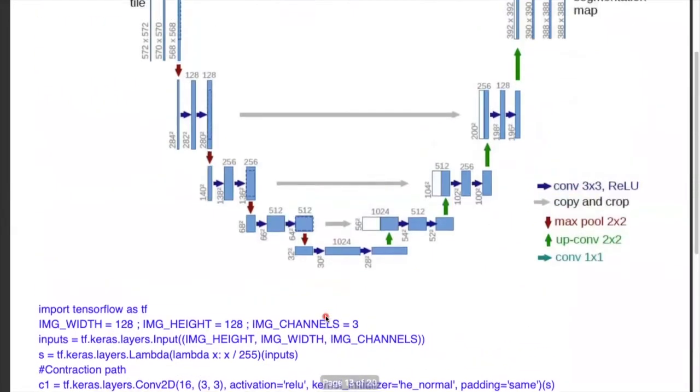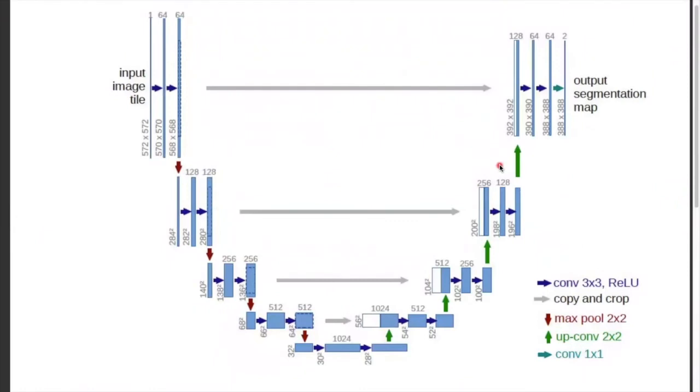Okay, so this is basically the UNet structure. How are we doing in time? Okay, I'll try to finish quicker.